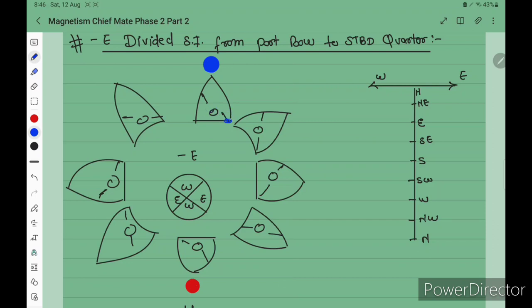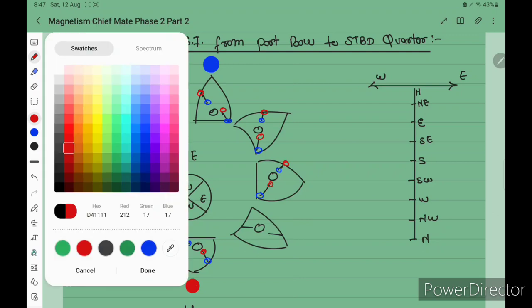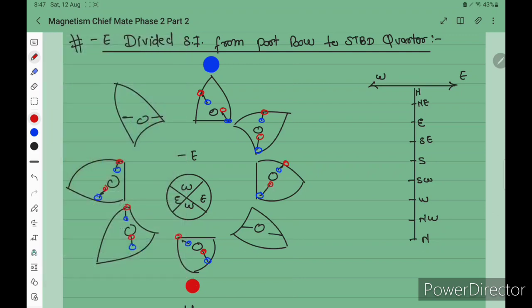Okay, where it enters, it acquires the blue pole. Where it leaves, it becomes a red pole. Now see how the compass is behaving. It's the closest one, so blue and red. So here is westerly deviation because it will attract. So westerly deviation. Okay, here it is in line, so deviation nil.